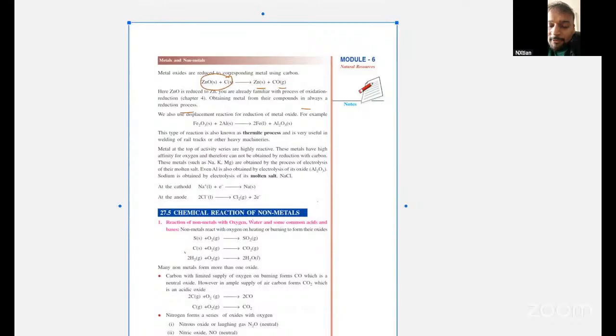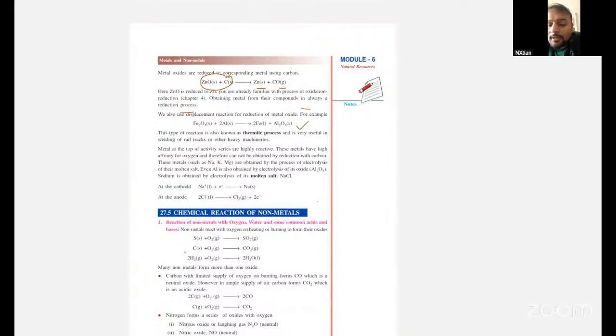For example, Fe2O3 plus aluminium gives Fe plus Al2O3. These are all basically the thermite process. Now we will learn about the thermite process, and we will end today's class here only because I have to go somewhere else. But we will see the video of the thermite process also. Okay. So basically, what is the thermite process?